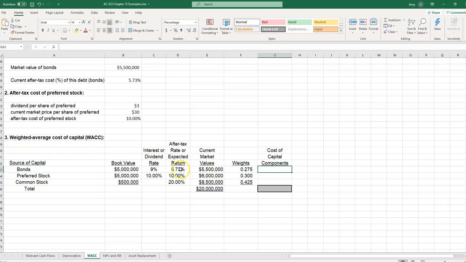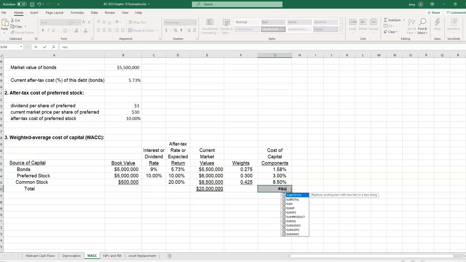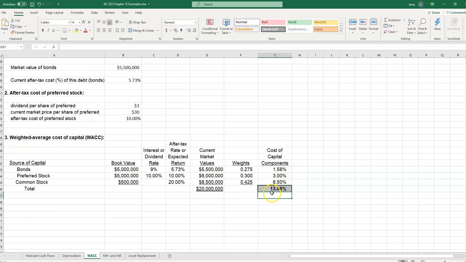We then take our after-tax rate of expected return times the weight of our debt to equity balance. So we take the 5.73% times the 0.275, and so forth. We add those components together, and that gives us our weighted average cost of capital. Companies would use this weighted average cost of capital as their discount rate when they're making capital budgeting decisions.